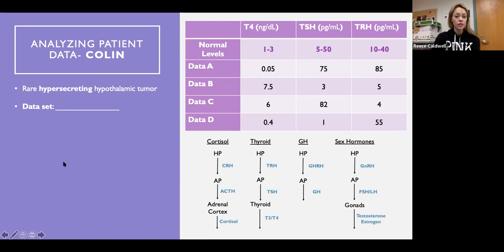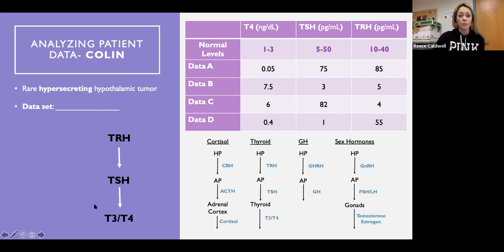So who remembers what the first hormone is in our thyroid hormone pathway? That is TRH, so thyroid releasing hormone. That will be released from the hypothalamus and cause the release of thyroid stimulating hormone from the anterior pituitary. Thyroid stimulating hormone will stimulate the release of which hormone? Thyroid hormone from the thyroid gland. So that's that hormonal pathway for thyroid hormone.